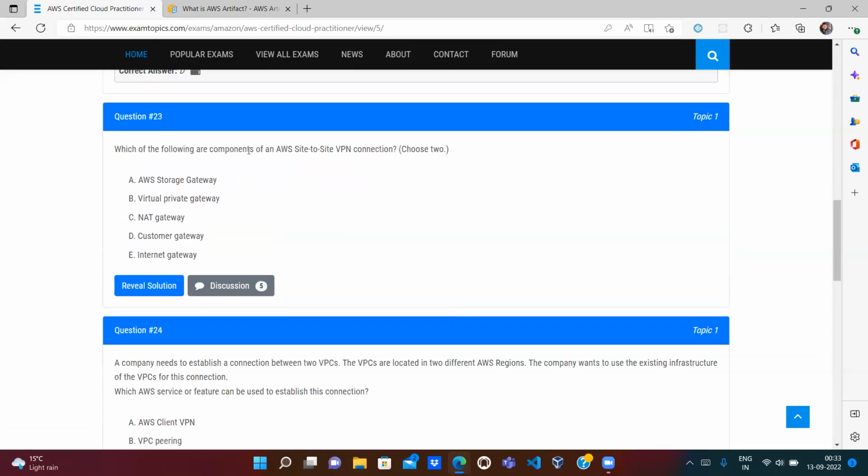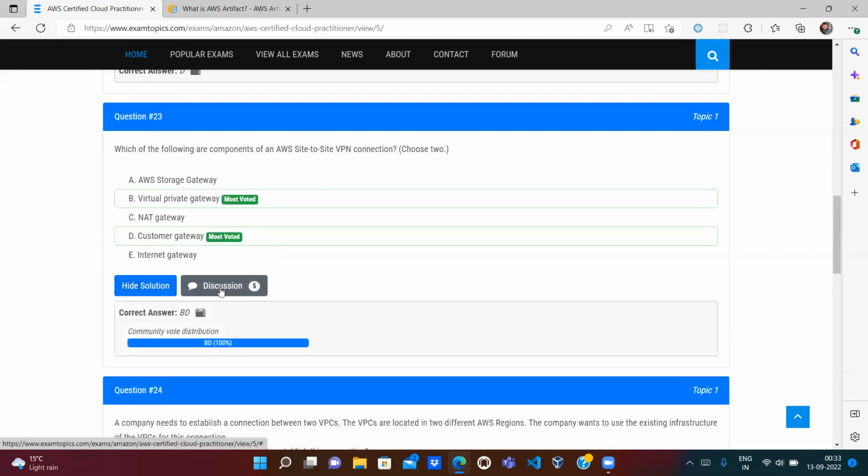Which of the following are components of an AWS site-to-site VPN connection? If you want to connect on-premises to AWS, there are two components. On the on-premises side, there is a customer gateway, and on the AWS side, there is a virtual private gateway. So B and D look correct.